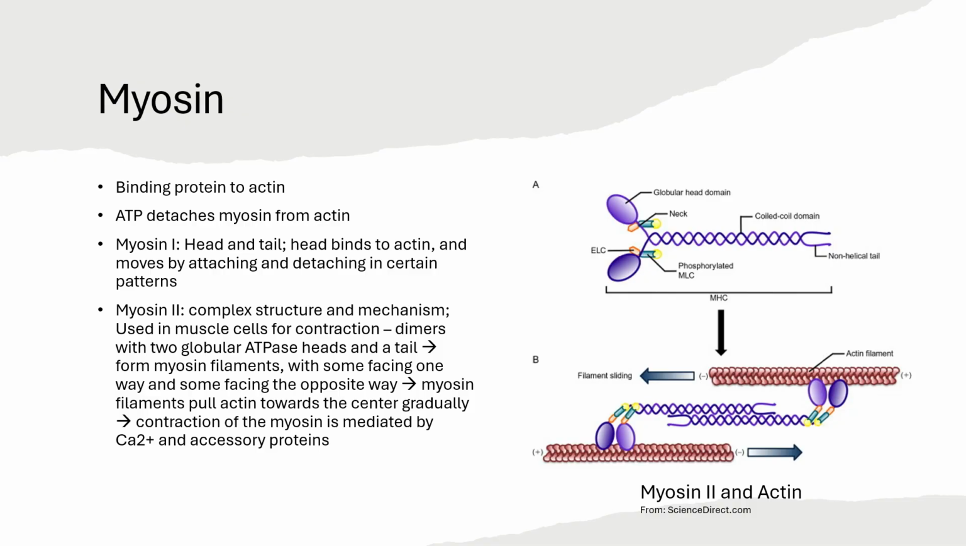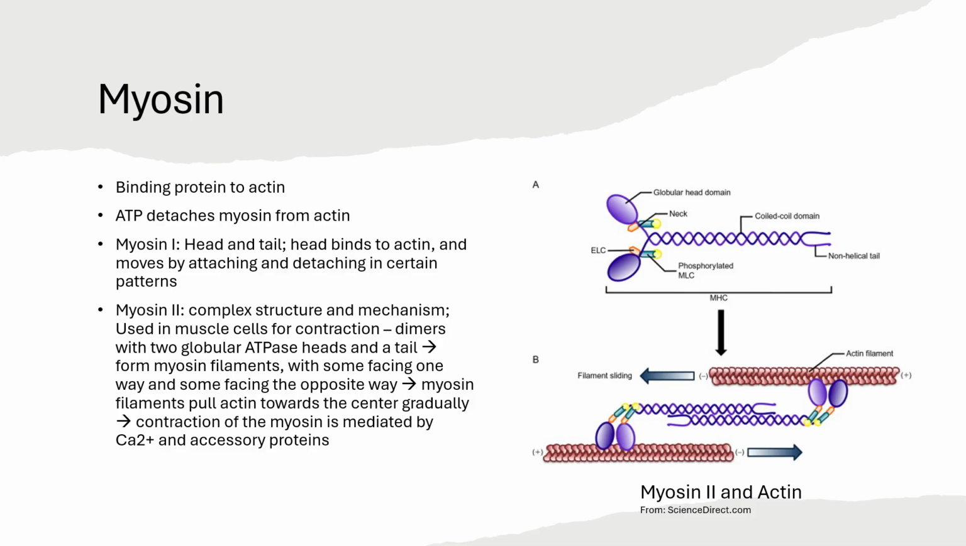All right, myosin. Myosin is a binding protein to actin. ATP detaches myosin from actin. This is important because it gets into an effect we're going to talk about later. Myosin 1 is the basic structure. It has a head and a tail. The head binds to actin and moves by attaching and detaching in certain patterns. Myosin 2 has a more complex structure and functions in a more complex mechanism.